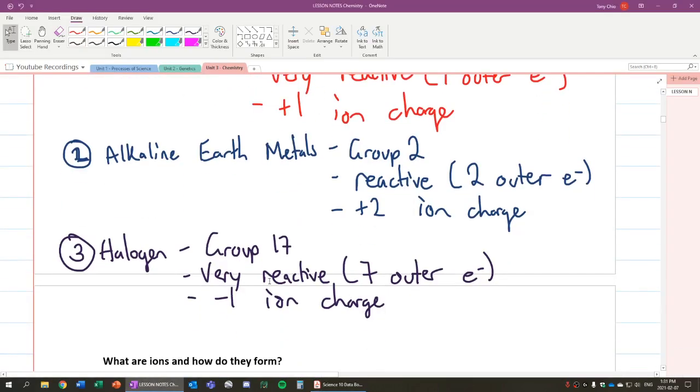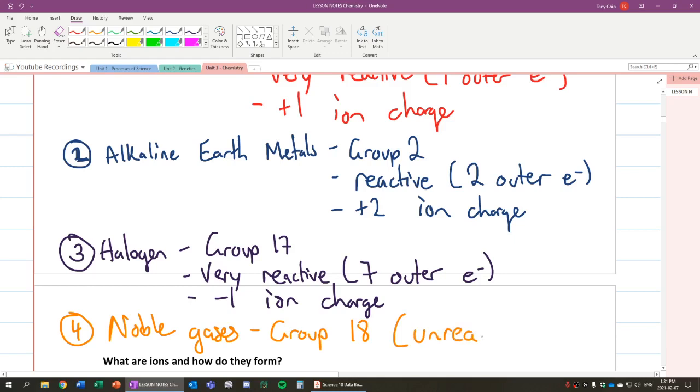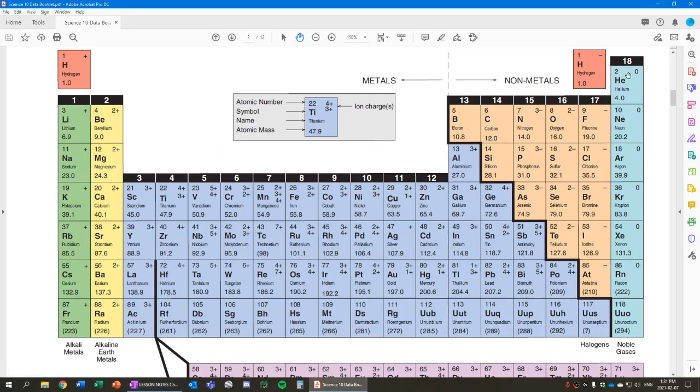Our last family is the one that doesn't react, and it's our noble gases. Our noble gases are group 18, and they are unreactive. These are elements at the very far right side of the periodic table, like helium, neon, argon, krypton, xenon, radon. They have a 0 charge, and they're unreactive.